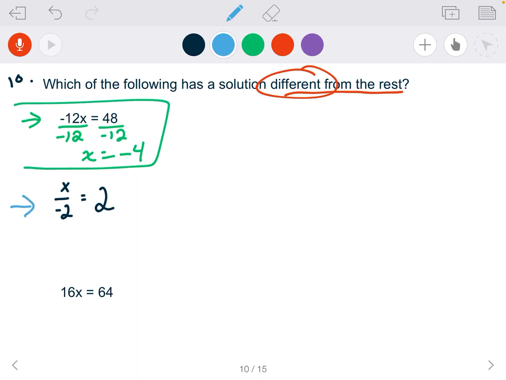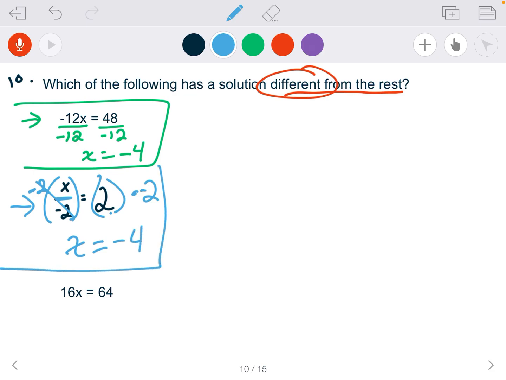Let's try the second problem. x divided by -2 equals 2. Well, undo divide by -2. I multiply both sides by -2. These cancel out, leaving me x equals 2 times -2, which is -4. And then let me try this last one. 16x equals 64. Undo 16 times by dividing by 16 on both sides. x equals, and I can do 64 divided by 16, which is 4.